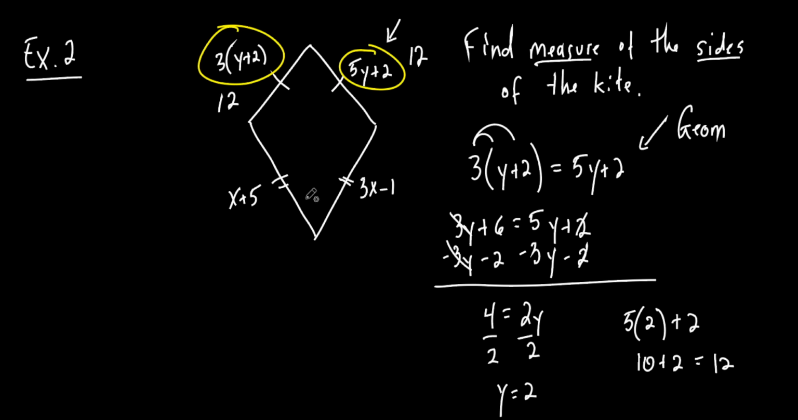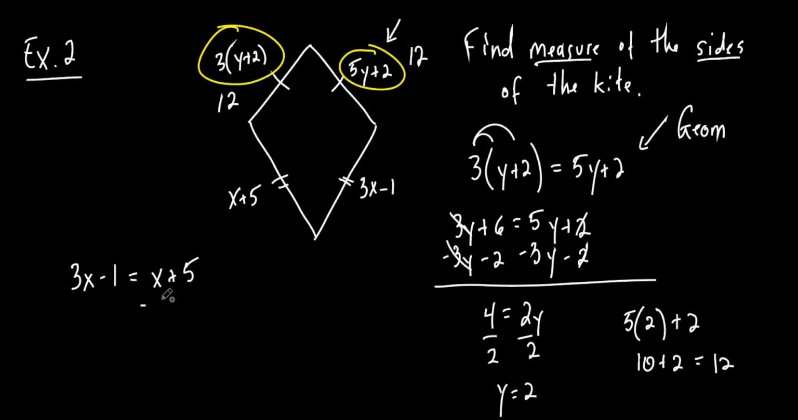Not really. But what can we do? Do the same thing. Set them equal to each other, all right? So what I would do is I would take the bigger x, the 3x minus 1, and do that first, just so we can keep it on the left-hand side. So 3x minus 1 equals what? x plus 5. And now let's solve for x.